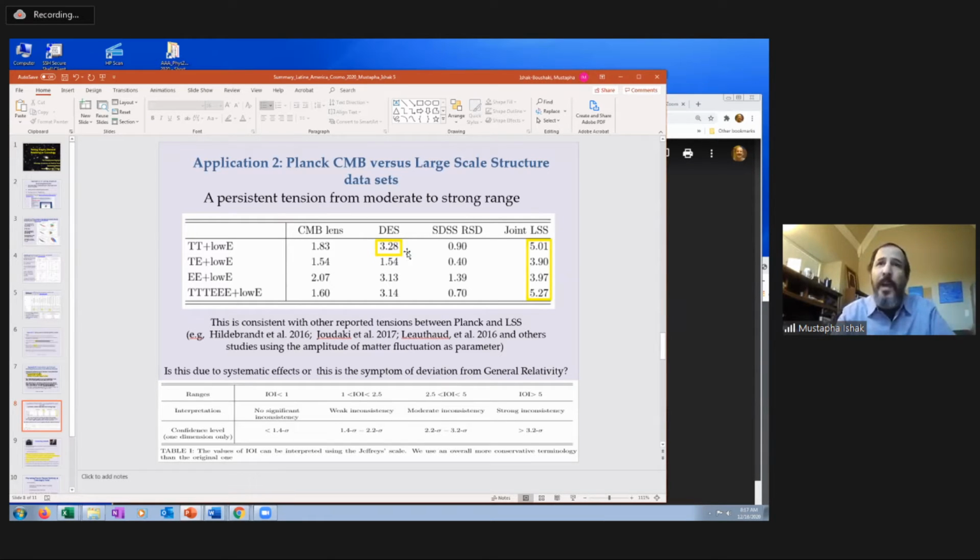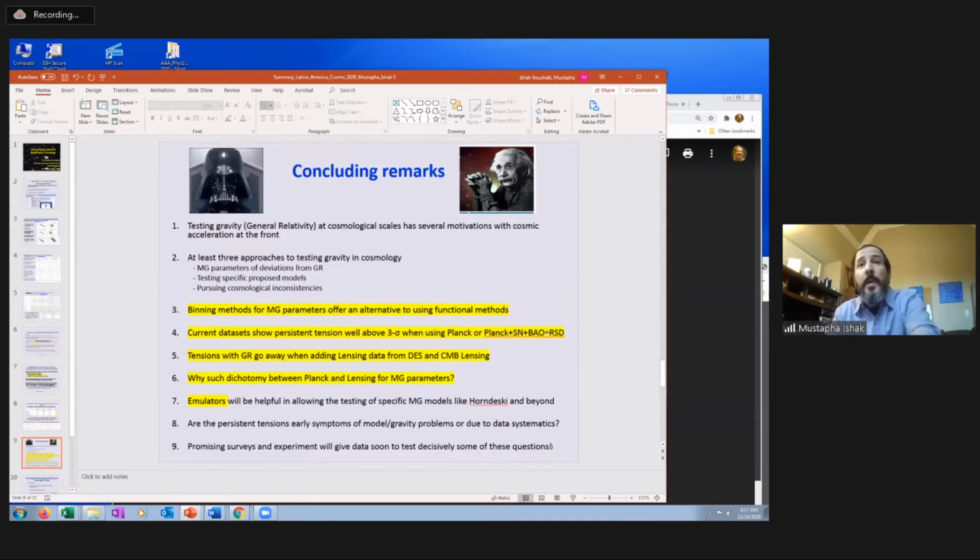And we do find, for example, here we do reproduce the tension between large-scale structure and CMB. In fact, we find a tension of over 3 sigma. This is the IOI, the index of inconsistency. This is consistent with other work, but those other works focused only on one or two parameters. We do it in the overall space. So this is to be followed and continued.